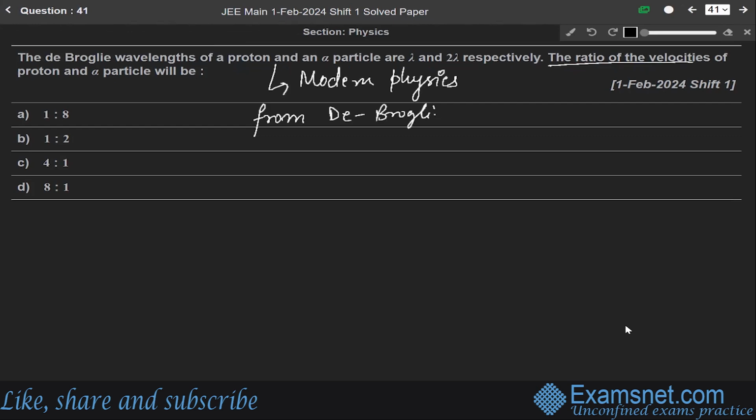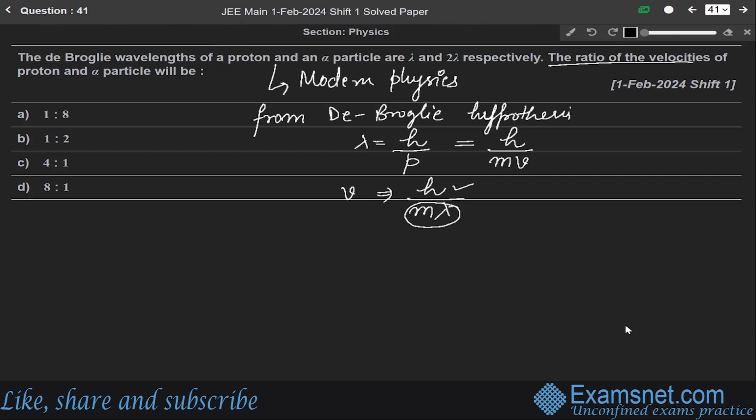From de Broglie hypothesis, we know that lambda is equal to h over p, where h is the Planck's constant and p is the momentum, and this momentum is equal to mass into velocity. So from here, velocity is equal to what? h over m into lambda. So h is constant, so only the variables are mass and wavelength. So velocity is inversely proportional to mass and wavelength.